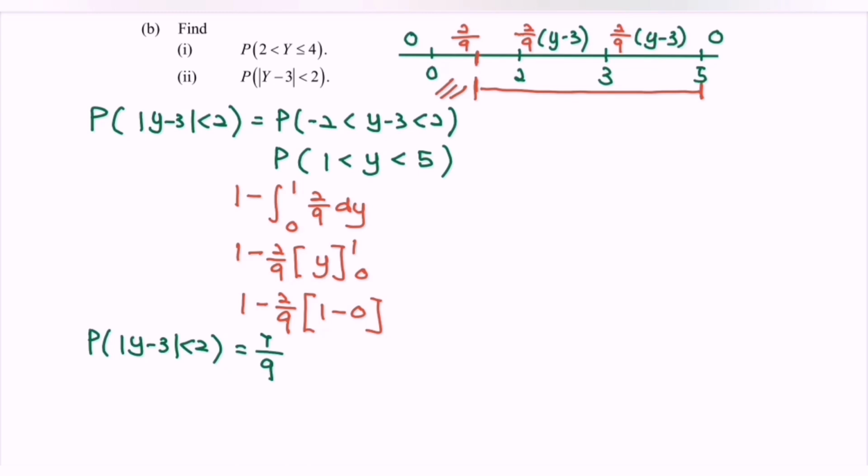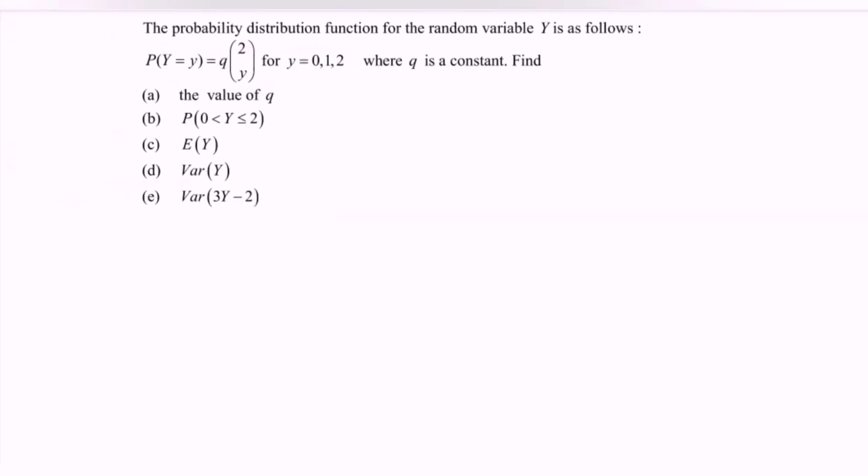Hello everyone, in this video I'm going to discuss the example for random variable. The probability distribution function for the random variable y is as follows, where we have the function q multiplied with 2Cy, for y equals 0, 1 and 2. So here we have the random variable y: 0, 1, and 2.